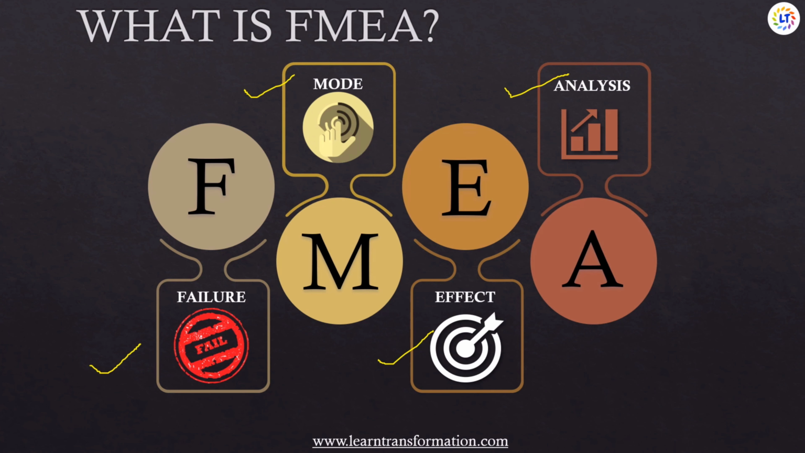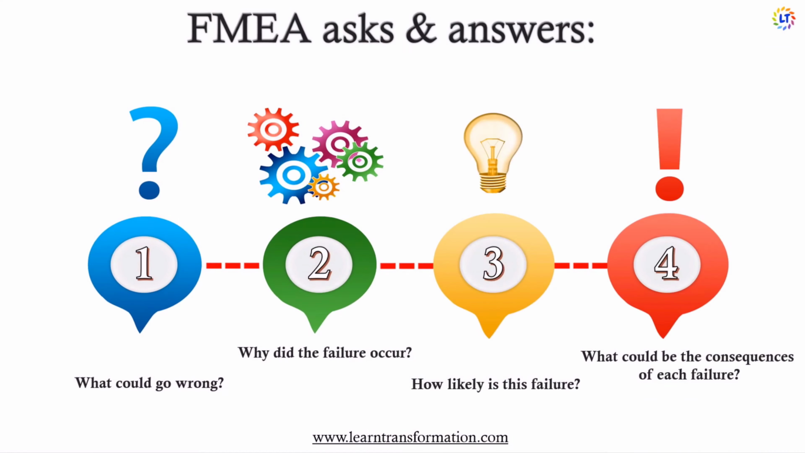What does FMEA ask and answer? FMEA aims to remove or reduce failures and starts with the highest priority ones. So it asks questions like, what could go wrong? Why did the failure occur? How likely is this failure, and what could be the consequences of each failure?